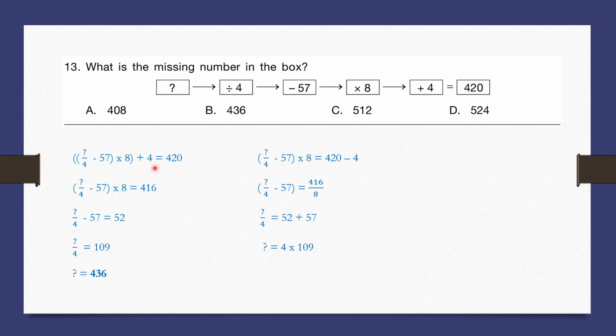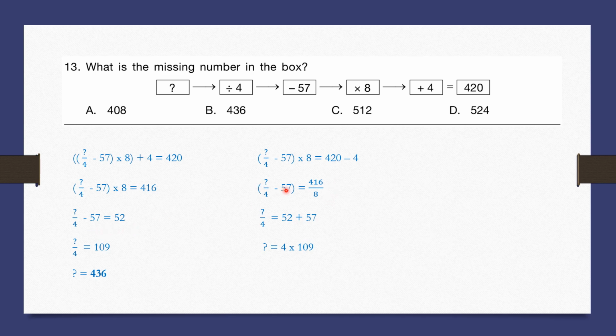Now let's bring this 4 to the right hand side. So here it is positive, it will become negative here. So now 420 minus 4 is 416. So let's write it down here. Now here 8 is multiplied by this whole. So it will go on the right side and it will be divided. So question mark by 4 minus 57 equals 416 divided by 8, which is equal to 52.